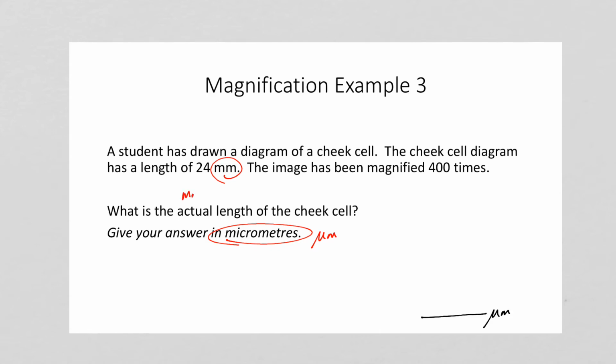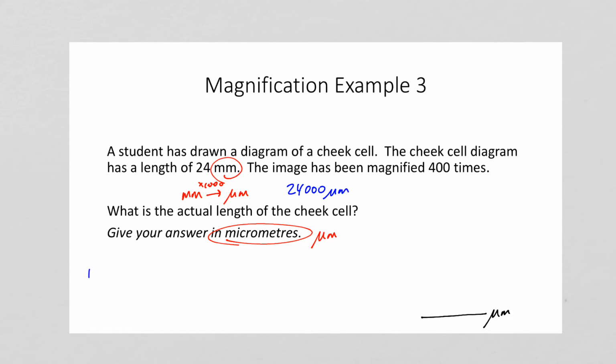We just did this. If you're going millimeters to micrometers, you're going to multiply by 1,000. So I have 24,000 micrometers. So my image is 24,000. My magnification is 400. Next step, write out the equation.